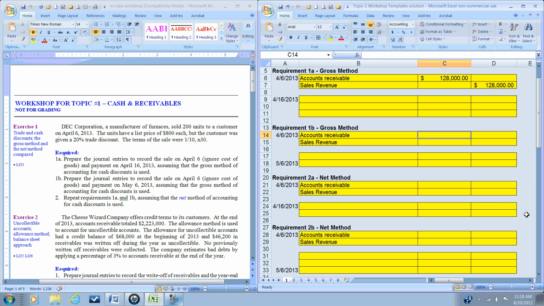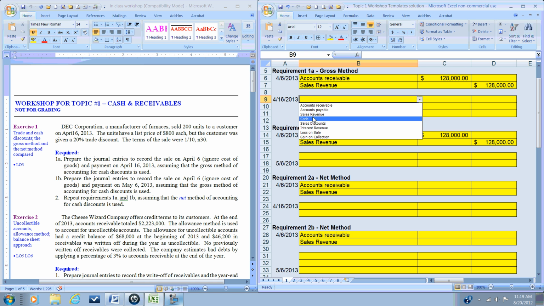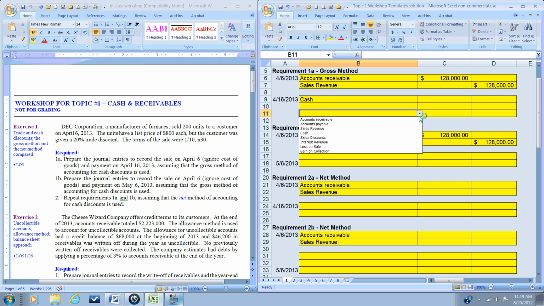And again, that's going to be the same entry in our second scenario under the gross method. So let's just fill that out now. In our first scenario, the customer is going to pay within the discounted period. So let's look at the accounts that are going to be affected on the payment of the cash collection with the applicable cash discount. So we're going to be receiving cash. That cash will bring down the accounts receivable balance to zero.